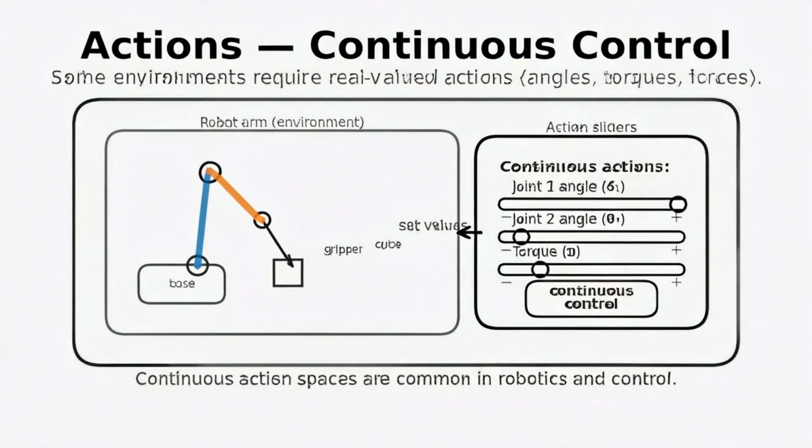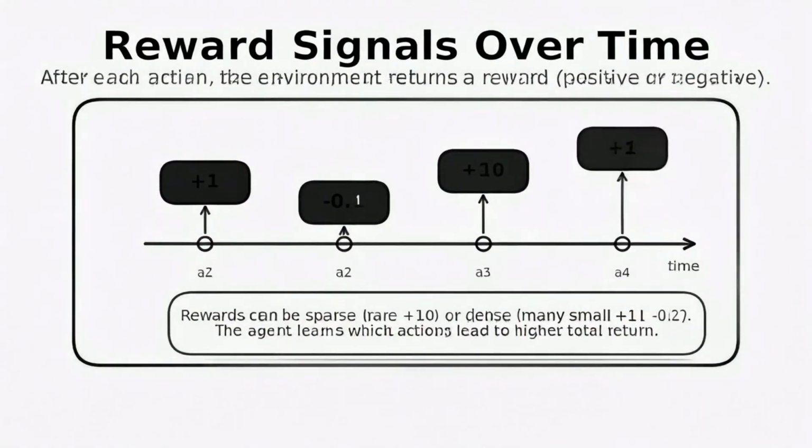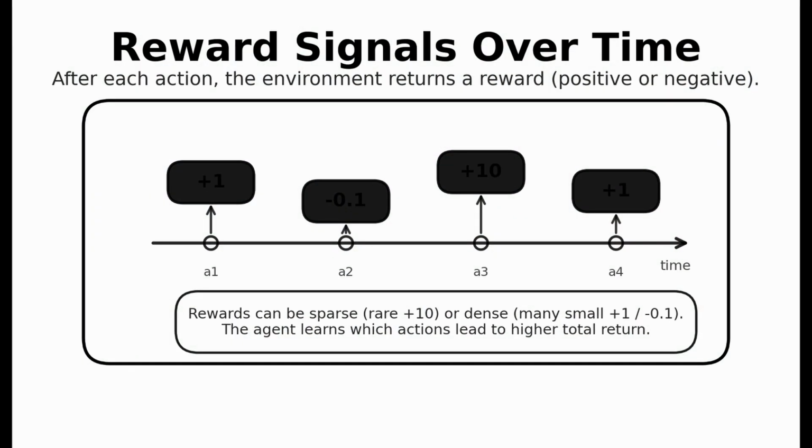Now for the most misunderstood piece, reward. Reward is not the same thing as success. Reward is a number the environment gives after an action that nudges learning in a direction. In a game, reward might be points. In robotics, reward might be +1 if you lifted the cube, small penalty if you drop it. In recommendations, reward might be watch time or clicks. In RLHF-style setups for LLMs, reward can come from preferences. Humans pick which answer is better, and that gets turned into a reward score.